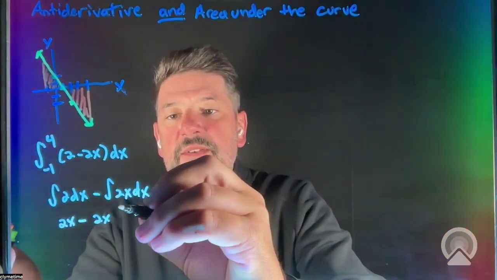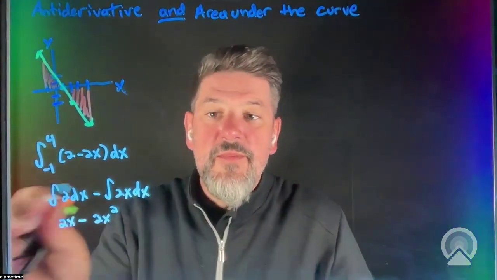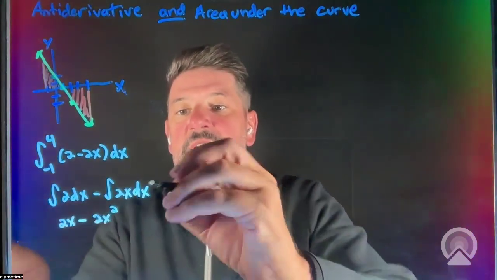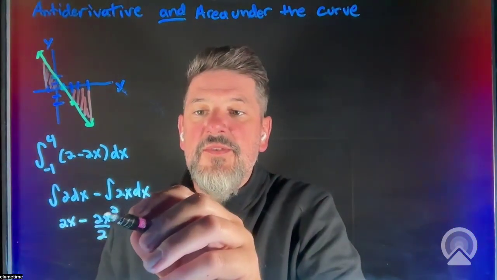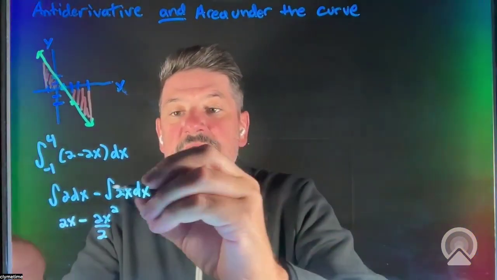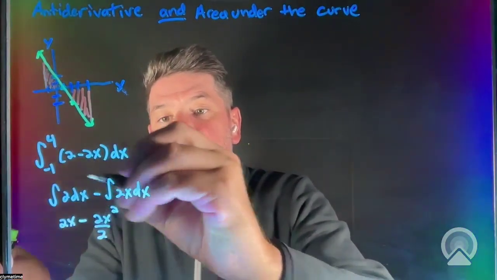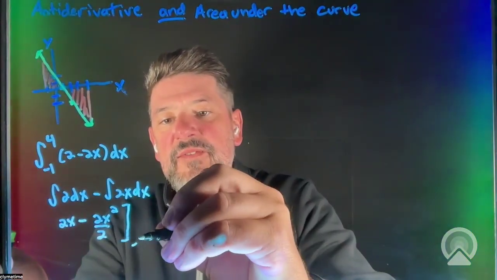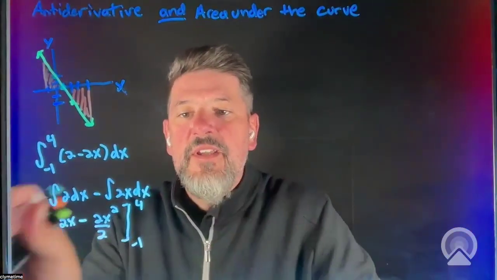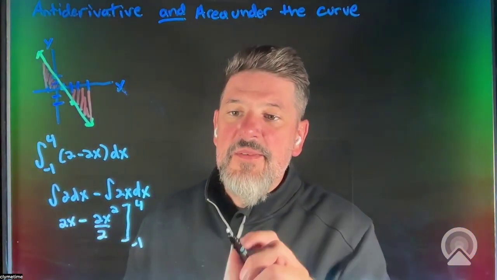So the power is 1, so I'm going to add 1 to the power. It was 1 before, now it's 2, and I'm going to divide by the new power. So it's 2x squared over 2. And because this is a definite integral, I didn't write the bounds in here. Maybe I should have, but because it's a definite integral, that means we have to plug in these values, -1 and 4.